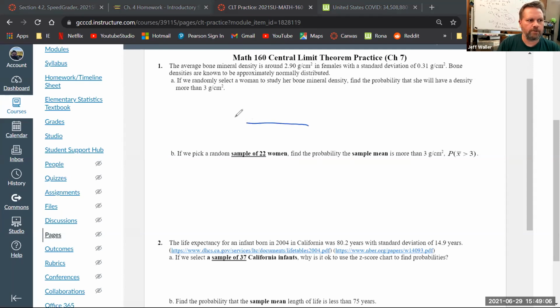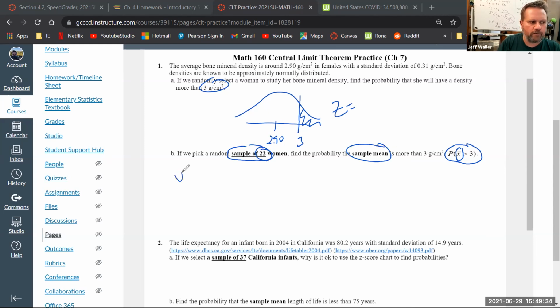Up here, I would do this. I would put 2.9, right? Because that's the mean. I would put more than 3. I would put a 3 there. I want more than 3, and I would make a z-score, correct? Down here, do you see how that's almost the same question? More than 3, right? But the difference is I'm talking about a sample mean of a sample of 22. So what's the very first thing I do when I see take a sample and it asks about the sample mean? The very first thing I do is change the standard deviation.